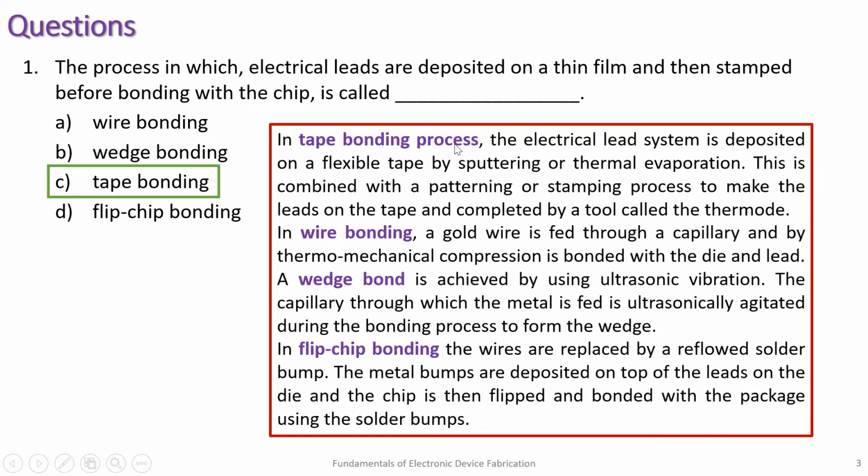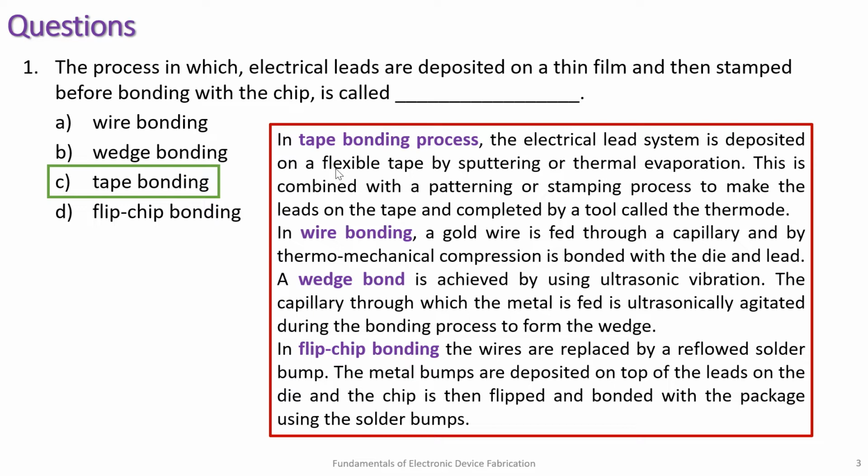In the tape bonding process, the electrical lead system will first be deposited onto a flexible tape, and this is done by sputtering or thermal evaporation. After the electrical lead has been deposited onto the tape, it will be aligned with respect to the wafer, and we will be using something known as a thermode. A thermode is a heated diamond piece. That heated diamond piece will be pressed onto the surface of the tape, thereby creating a bond between our wafer and the lead.